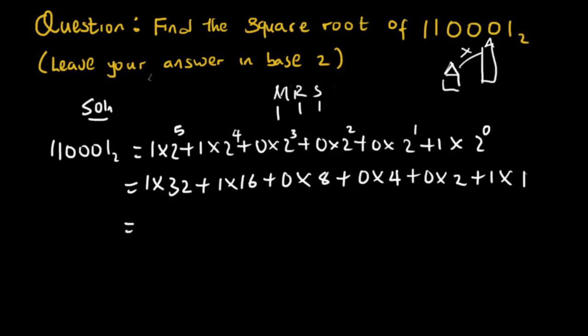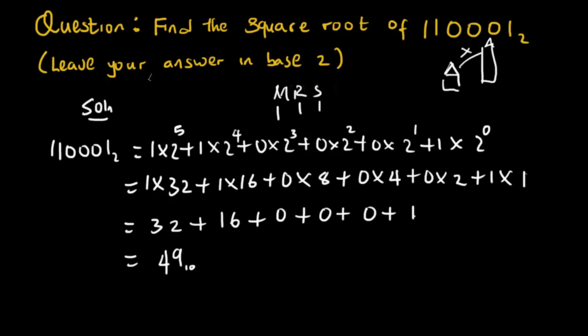Do you understand? So we have 1 times 32, 32. Plus 1 times 16, 16. Plus 0 times 8, 0. Plus 0 times 4, 0. Plus 0 times 2, 0. Plus 1 times 1, 1. So we have 32 plus 16, that is 48. 48 plus 1, that is 49. And remember, this is in base 10. So we find the square root of 49.